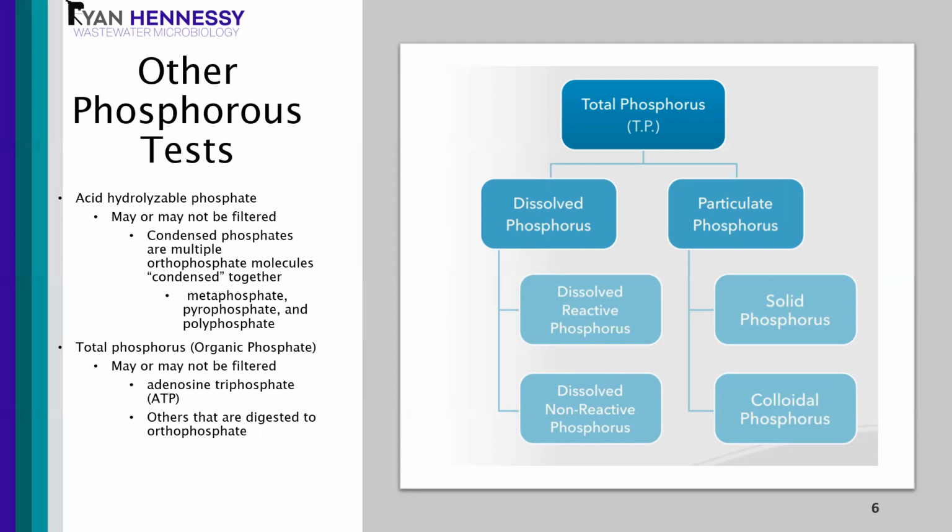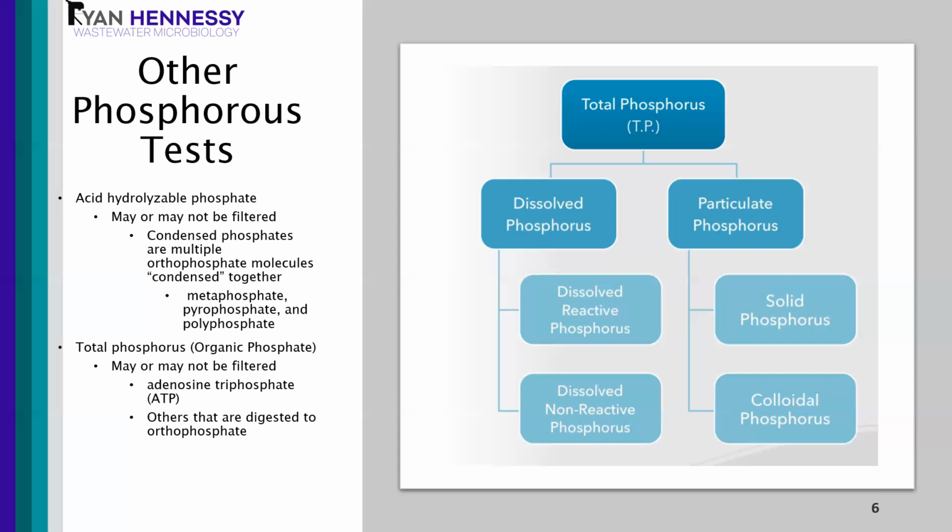Again, you can filter it where you'd have your dissolved total phosphorus versus total phosphorus. But the main thing is to understand that there's a lot of different forms of phosphorus, and the dissolved reactive phosphorus, or the orthophosphate, is really going to be the most essential in terms of that's the phosphorus that's readily available for bacteria and wastewater treatment plants.